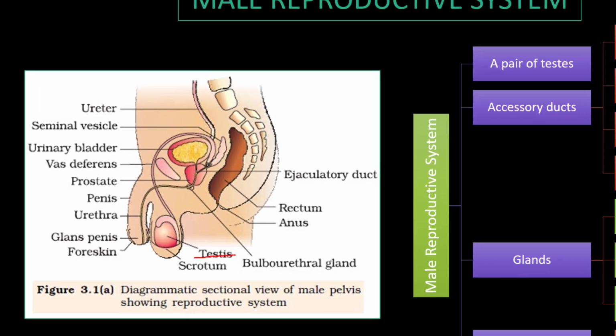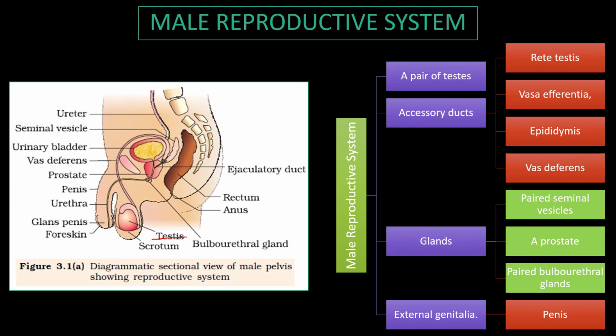So these are the structures that constitute the human male reproductive system: a pair of testes, accessory ducts involving rete testis, vasa efferentia, epididymis, vas deferens, accessory glands including paired seminal vesicles, prostate gland and paired bulbourethral gland, and the external genitalia, that is the penis.